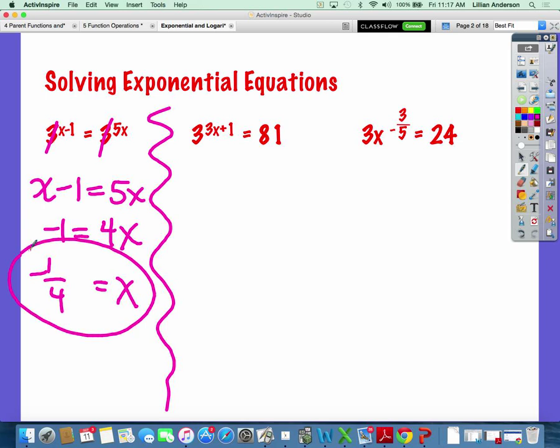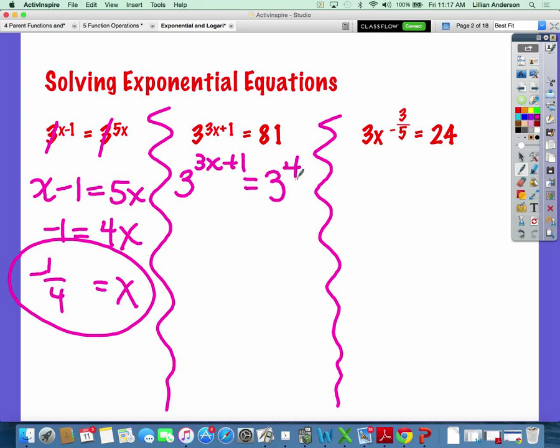What about the next one? Yep, you can make 81 into 3 to a certain exponent. What exponent? 4. Okay? So even if you have an exponential equation where you have a base of 3 but then it equals a number, see if you can write it to have the same base. Then we can do the same thing we did in the first one and just set the exponents equal to each other.